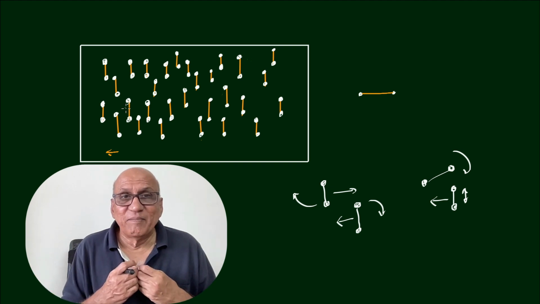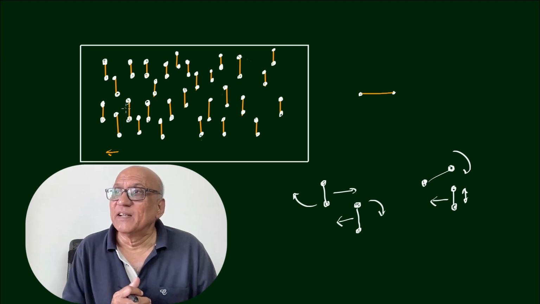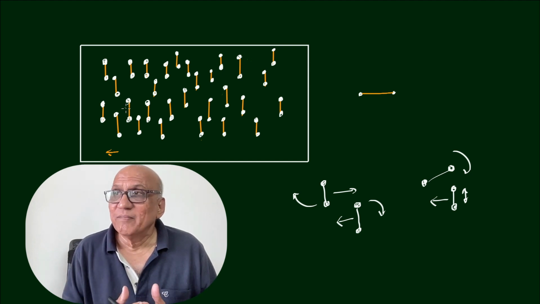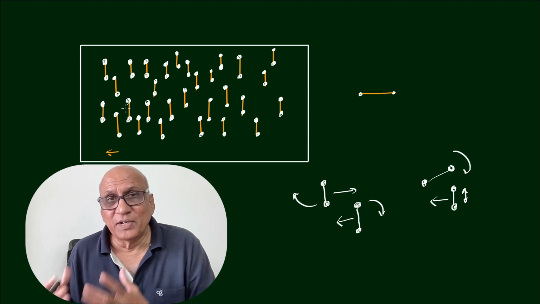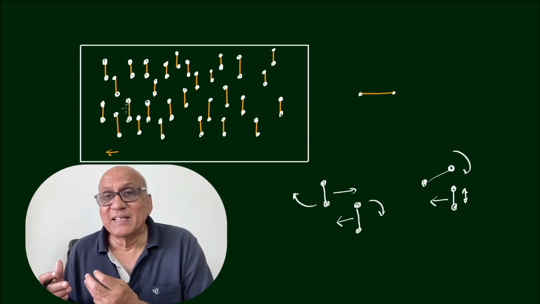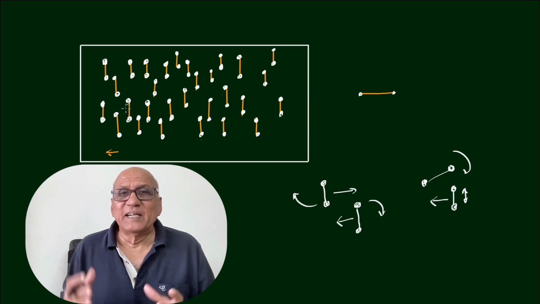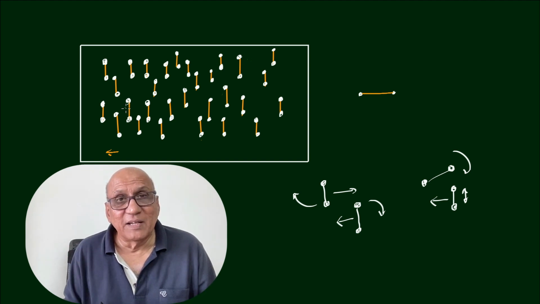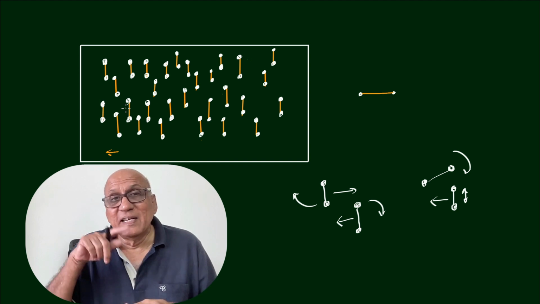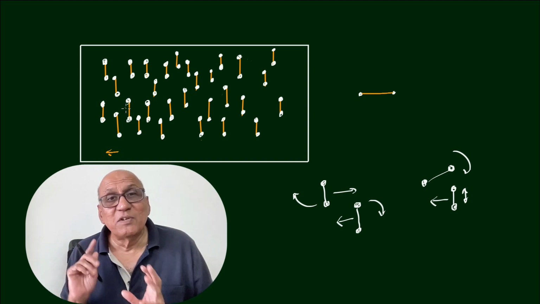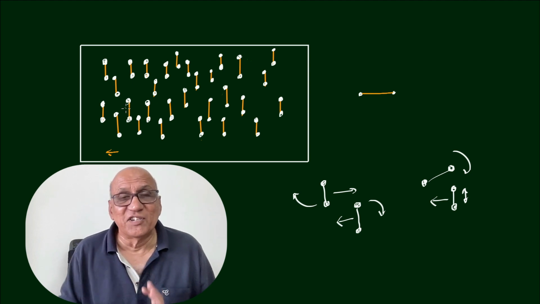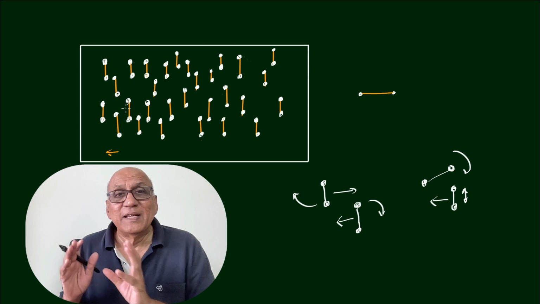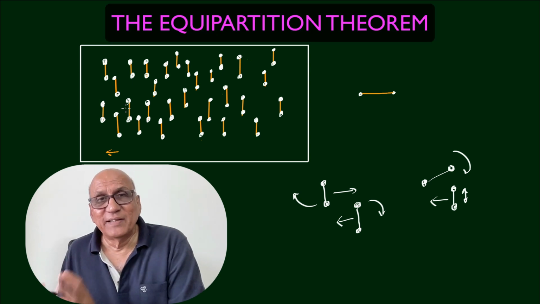So we have a question. If a gas has a total internal energy of U, how much of that is in translation, how much of that is in rotation, and how much of that is in vibration? Alternately, let me rephrase the question. Supposing I have a gas, I supply it with some heat. How much of the heat goes into increasing the translational kinetic energy? How much of it goes into increasing the rotational kinetic energy? And how much of it goes into vibration? This question is answered by the equipartition theorem.